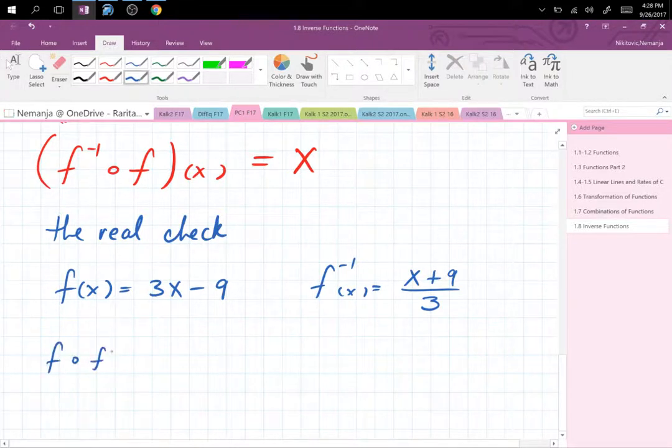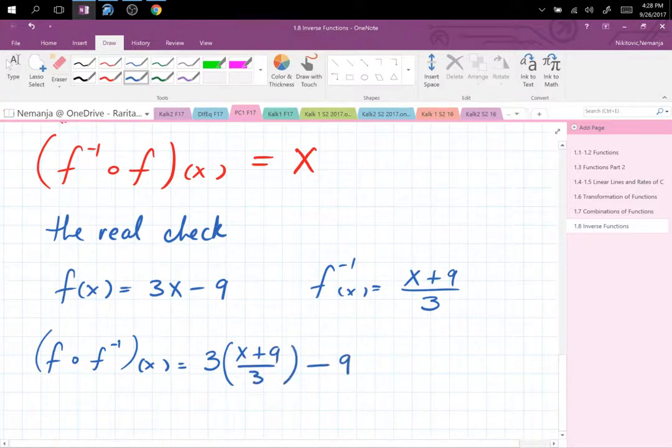Function composed with the inverse of x is f, which is 3. And now I have to plug in the inverse here, x plus 9 over 3 minus 9. So you see that the structure of the whole thing is f, which was 3 times x minus 9, where x is replaced by the inverse. And now we go ahead and follow algebra. 3 will cancel 3, get us to x plus 9 minus 9, and then the 9's cancel, and there is x. This is how we check.